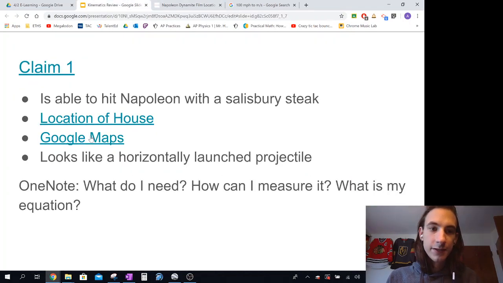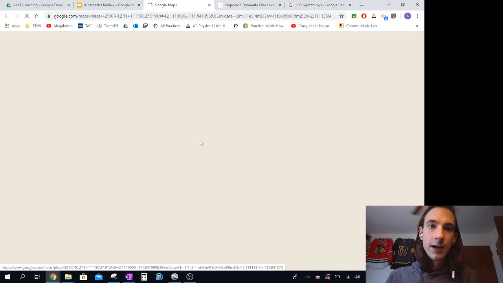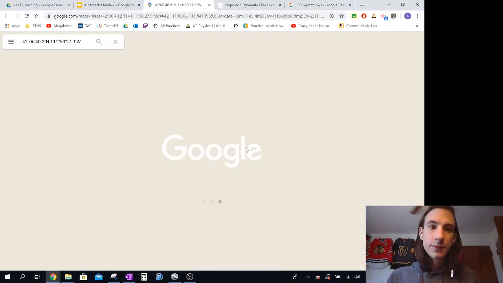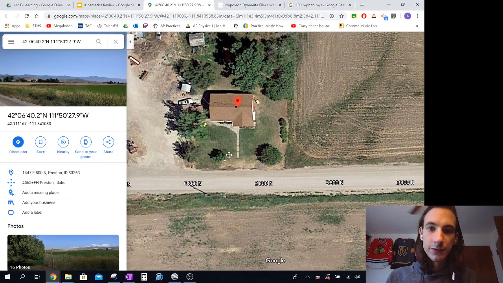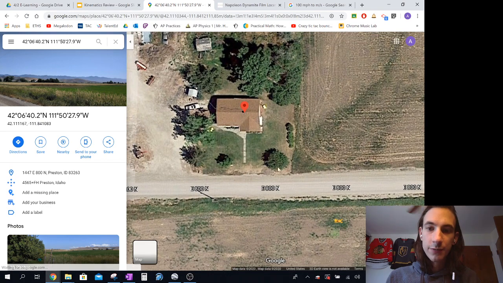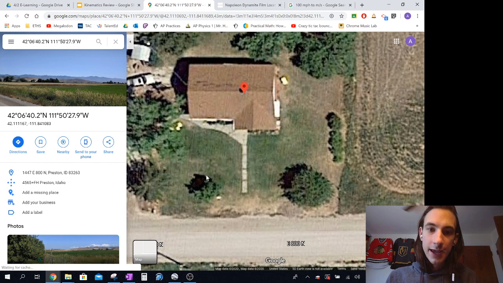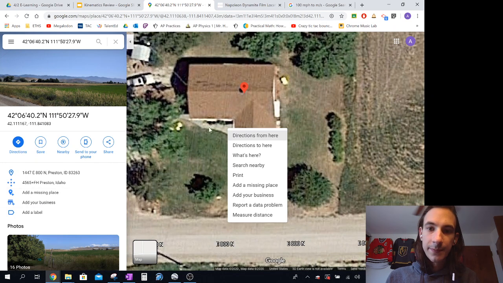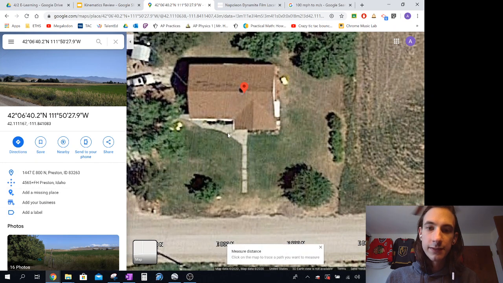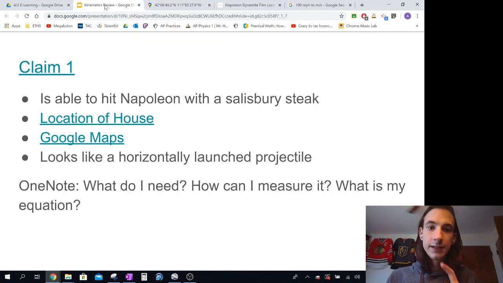You can plug it into Google Maps. Unfortunately, you can't see a street view with this one for some reason. If you do street view, it won't even let you do it, but that's okay. So we see that we have this house, and one thing that you're able to do in Google Maps is measure the distance of stuff. We'll look at that in a second, but that'll come in handy a little bit later.